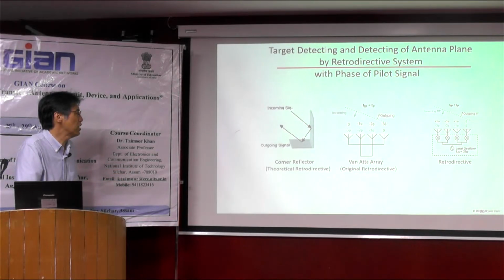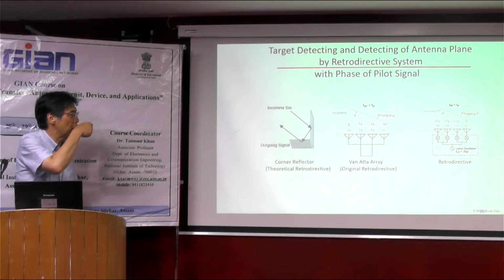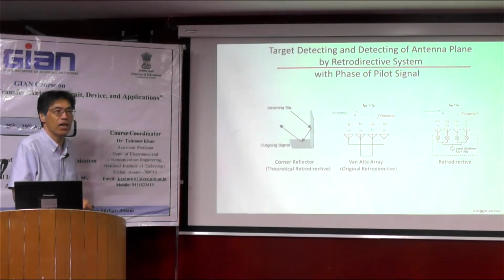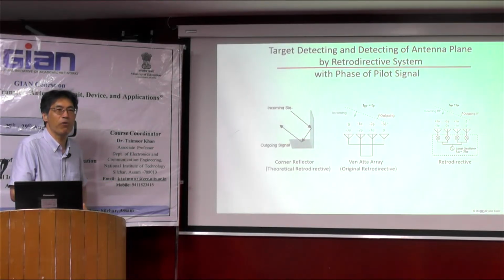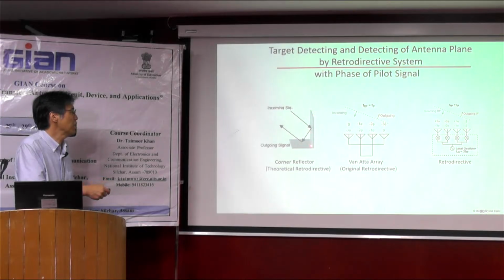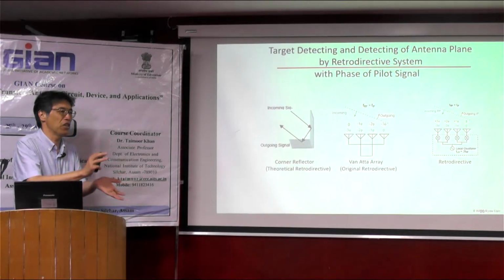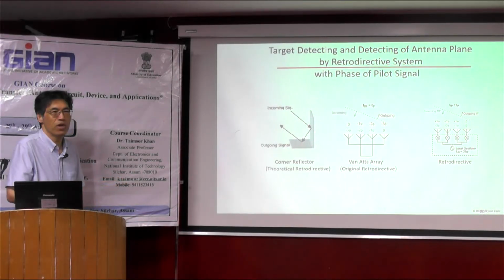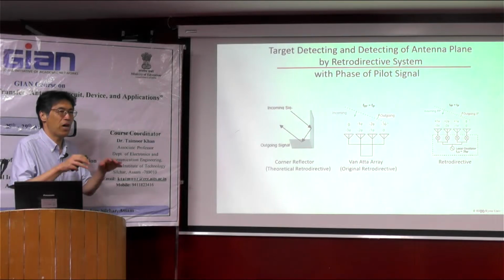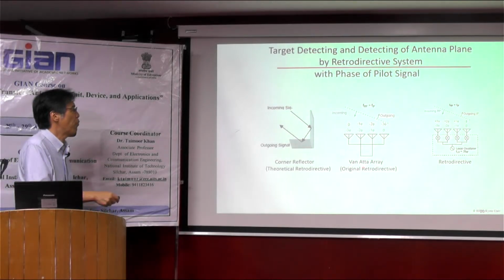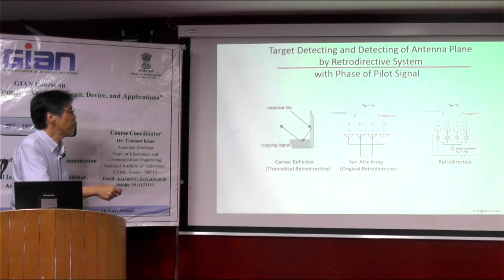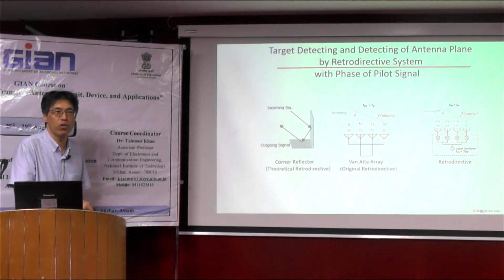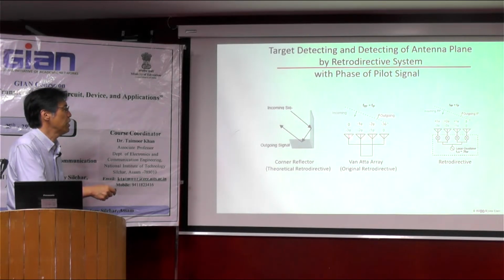And the scientist Van Atta proposed this Van Atta array. This corner reflector is theoretically perfect, but this is still complex, and this is a very strange shape. So with help of the array antenna technology, Van Atta proposed this structure. This is a one-dimensional example, and we put each antenna here.